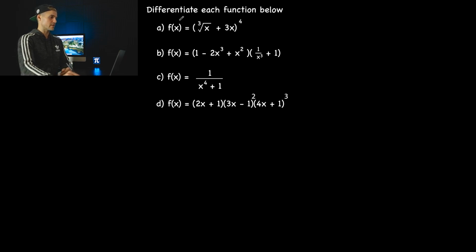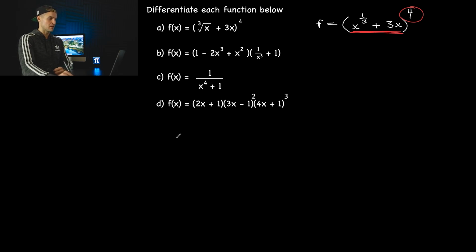Starting with the first function, we have in brackets the third root of x plus 3x, and all of that is to the power of 4. Now I'm actually going to rewrite this function first. This third root of x, I'm going to rewrite as x to the power of 1 over 3, plus 3x, all to the power of 4. Hopefully you can recognize that we're going to be using the chain rule here, because we have this outer function, the power of 4, and then we have this inner function, x to the power 1 over 3 plus 3x.